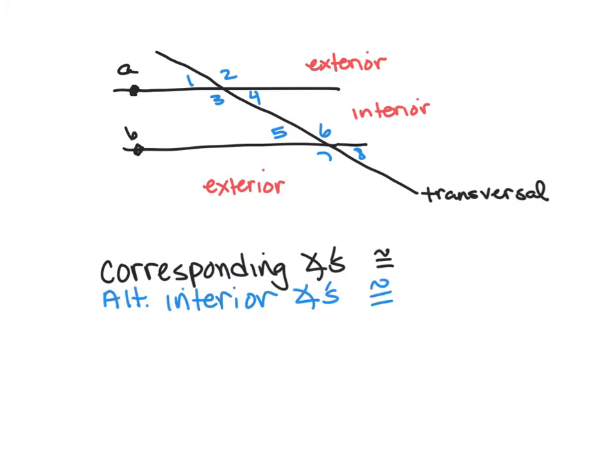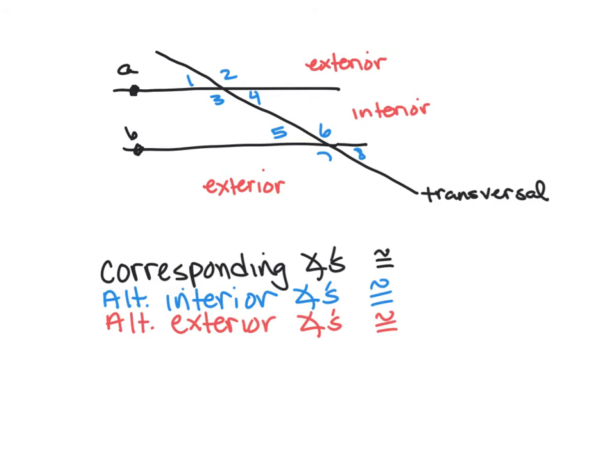Here's another one. Alternate interior angles are also congruent. Alternate refers to being on opposite sides of the transversal, and interior means it's in the interior. So angle 4 and angle 5 are on opposite sides of the transversal and in the interior section. Those two angles would be congruent, and they look like it, right? Angle 3 and angle 6 are also alternate interior angles, on opposite sides of the transversal but both interior, and those are congruent.